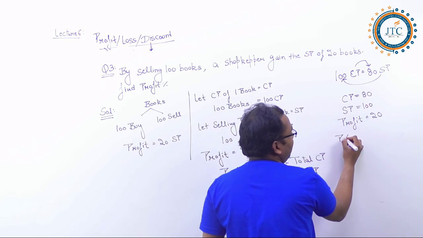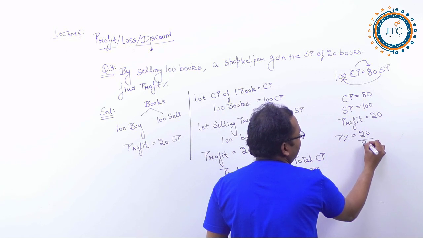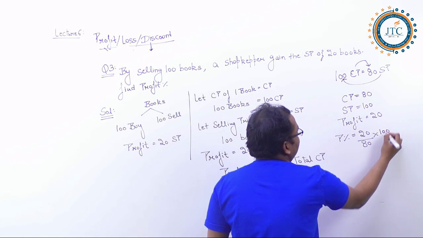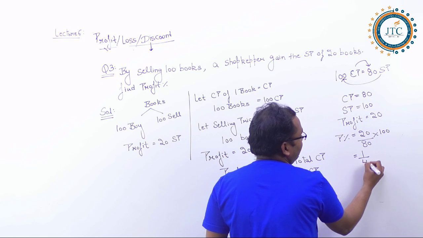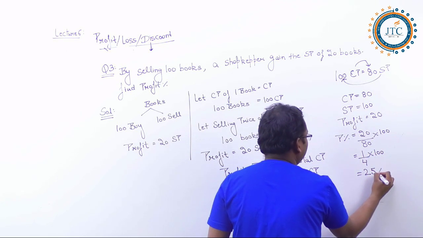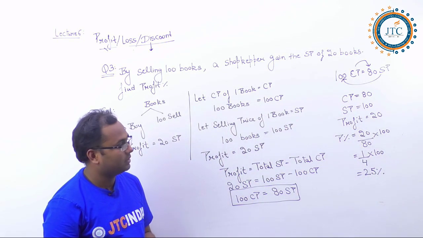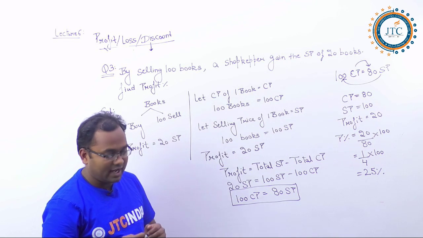And what is the value of profit percent? Profit percent is equal to profit upon cost price into 100. This is 1 by 4 into 100, which comes out to be 25%. So profit percent is equal to 25%. Any doubt?